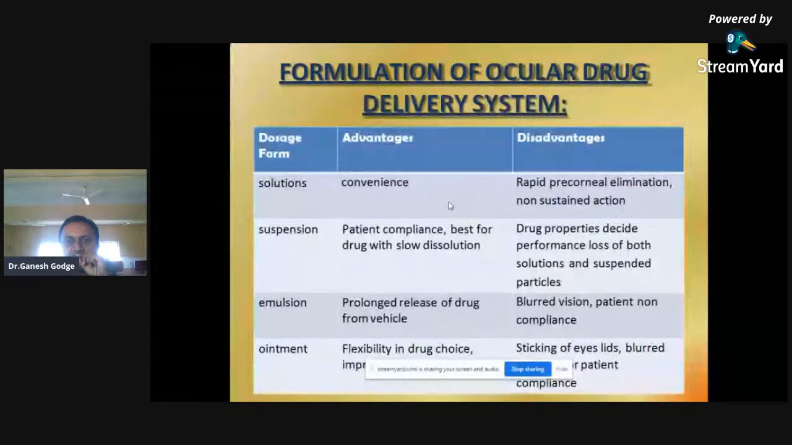Let us take a few examples. In the case of solution, what is the advantage? Convenience and ease of administration. Anywhere you can instill one drop of that particular drug into your ocular sac and start your treatment. That is the convenience. For injections, you have to go to a physician and specialized treatment is required. Say, for example, for a knee replacement you have to go for specific treatment. That kind of high-end skilled resource person is not required. Easy and convenient administration is possible.